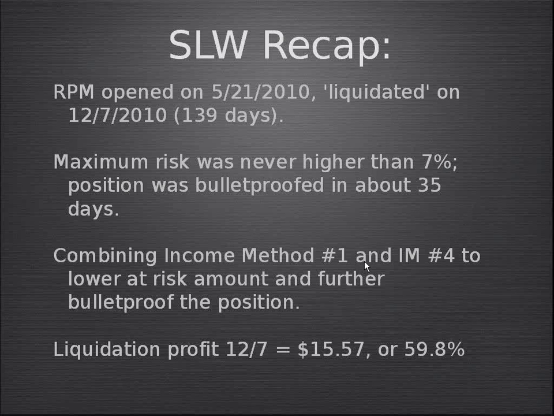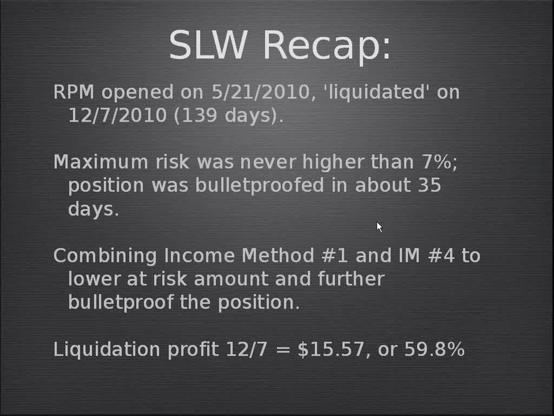I should have gone to the next slide ahead. Maximum risk was never higher than 7%. That's what is really important here. We opened the position where we knew we couldn't lose more than 7%. If we were wrong, and instead of the stock going from 17 to 40, it went from 17 to $5 per share, we would have only lost 7% of our entire investment.